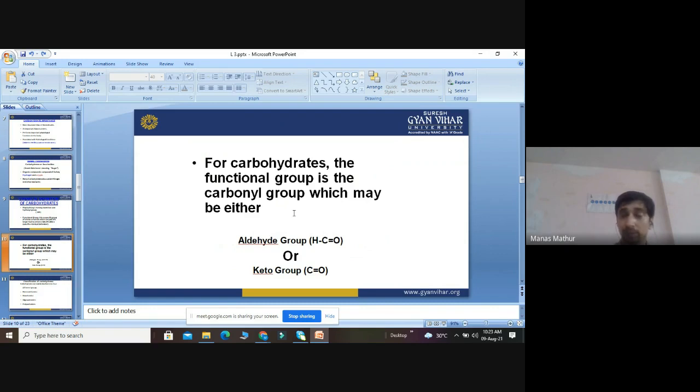If they have a keto group, they have a CO group. So they basically have two types of functional groups, that is aldehyde or ketone. Aldehyde is the CHO group, ketone is the CO group. Is that clear? Aldehyde is the HCO group and ketone is the CO group. Right?